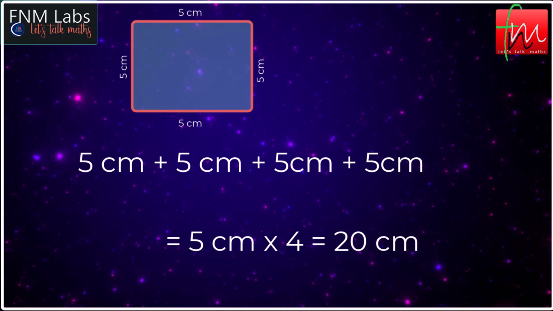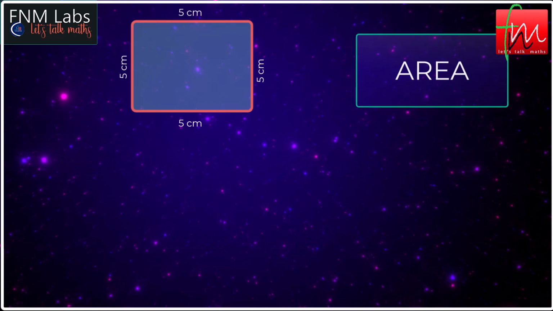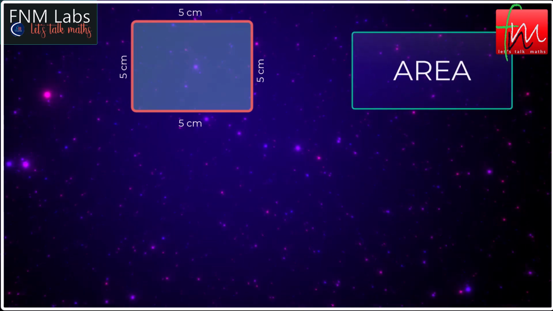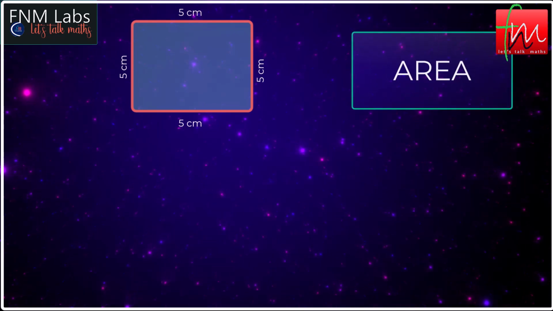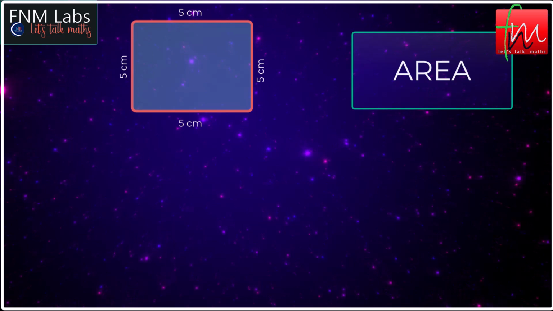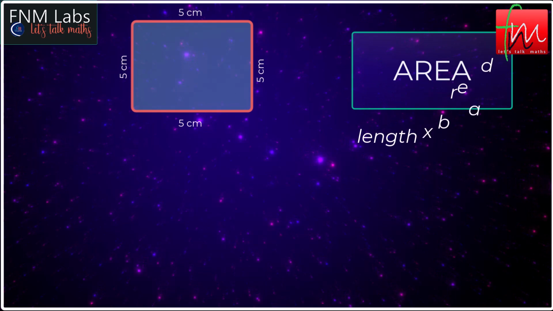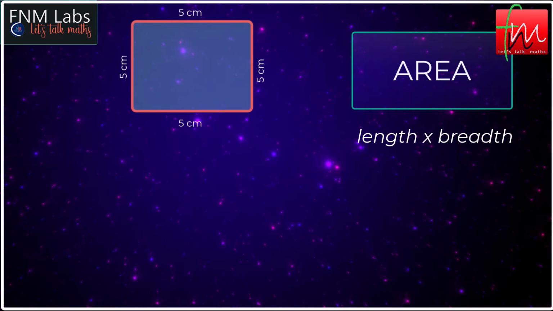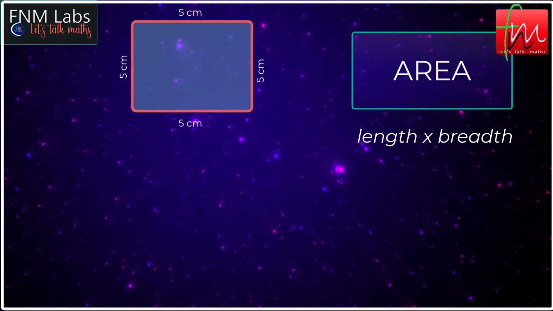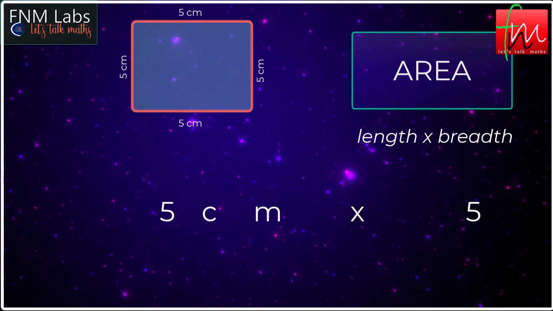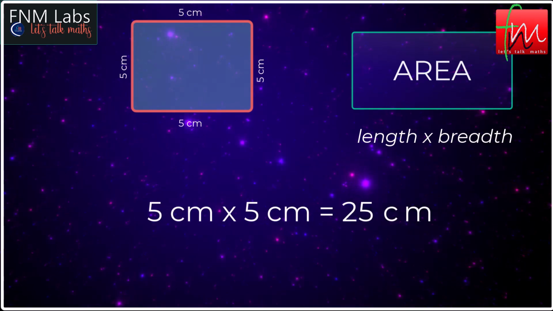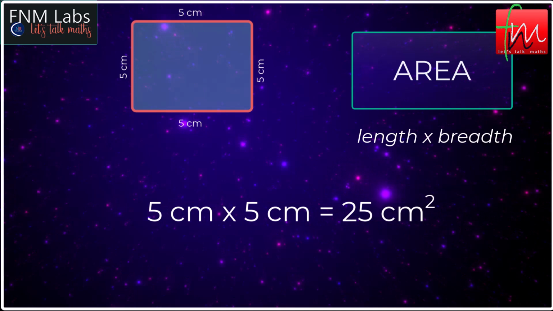Now, suppose you want to find the area of this square. You remember how to find the area of a square or even a rectangle. You just need to multiply the length by its breadth. Being a square of side 5 centimeters, it is 5 centimeters into 5 centimeters, which is equal to 25 centimeter square.